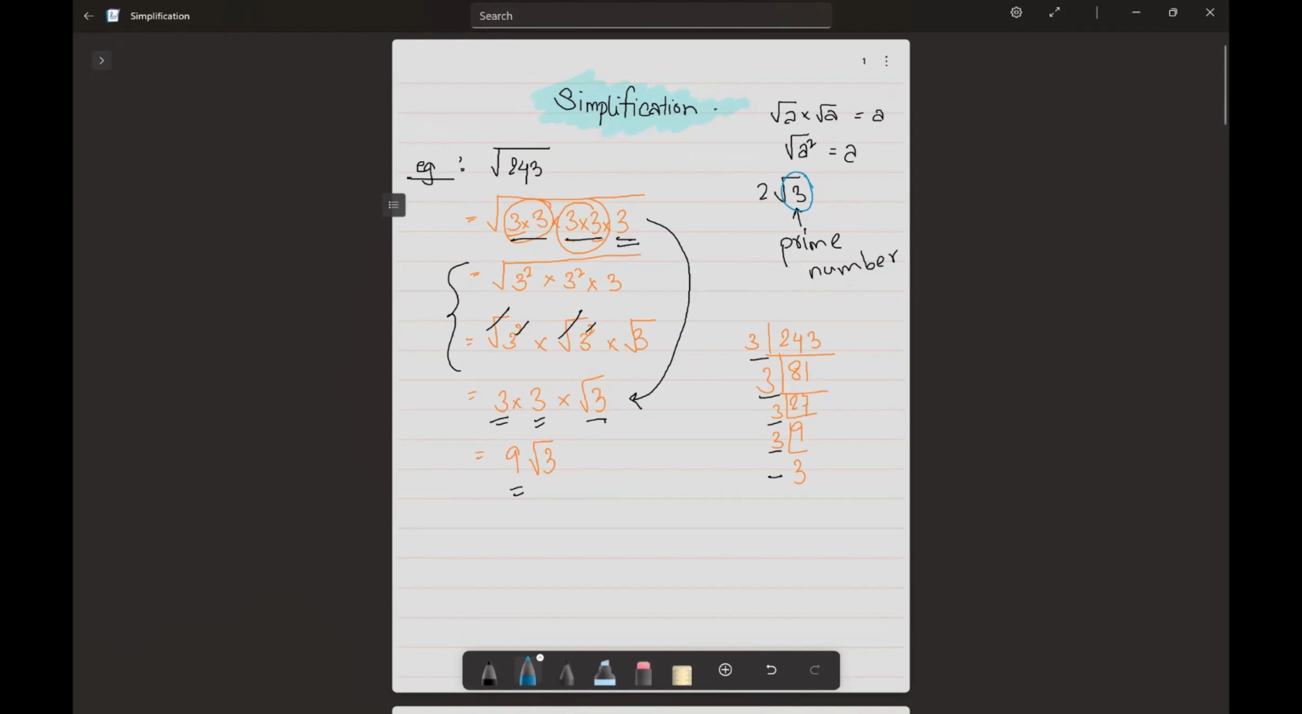But then again, if we have numbers, let's say numbers like 15 inside the root, we know 15 can be written as root over 3 into 5, right? So 15 can be written as 3 into 5. Now 3 and 5, none of the numbers can come outside. So 15 in this case is a simplified root.